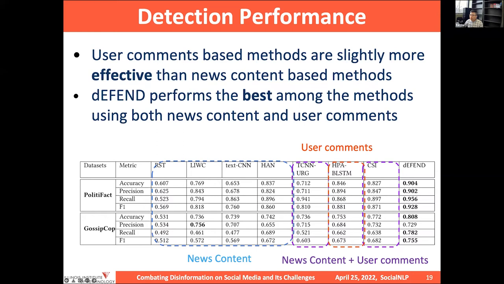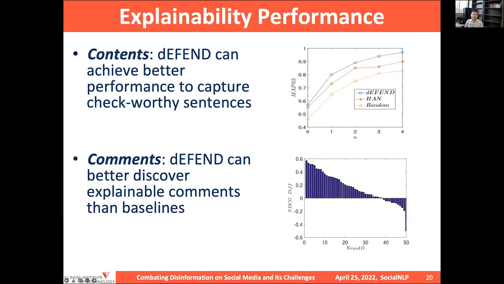Good. And then the second evaluation is about explanation. We want to know whether the explainable sentences and comments derived from our model make sense or not, okay? So we do two sides of explanation evaluation.